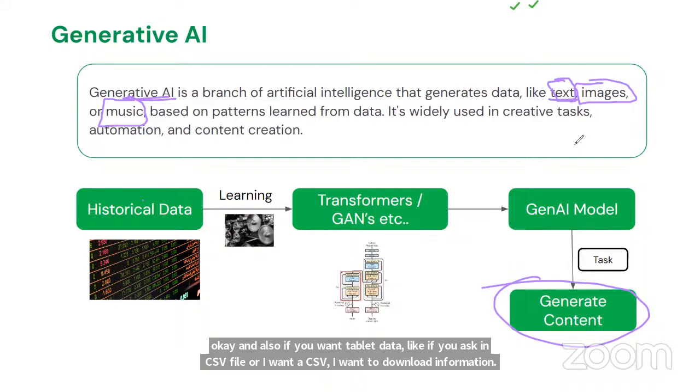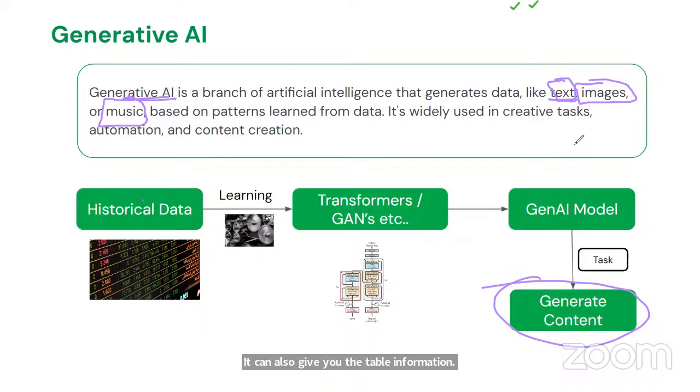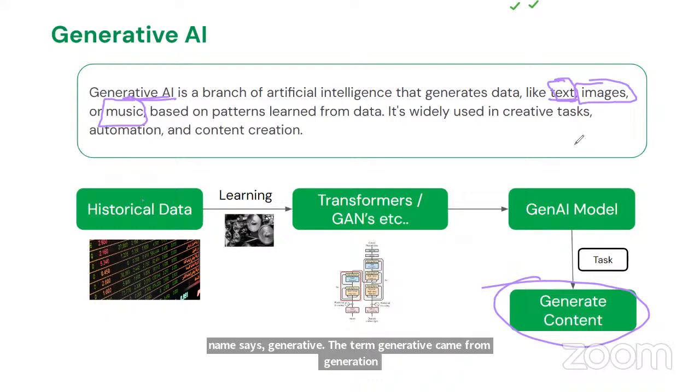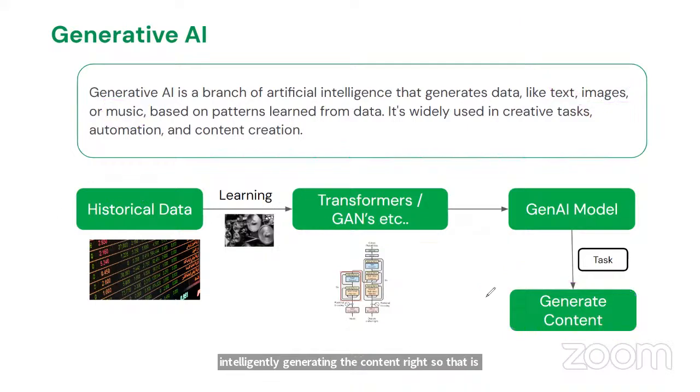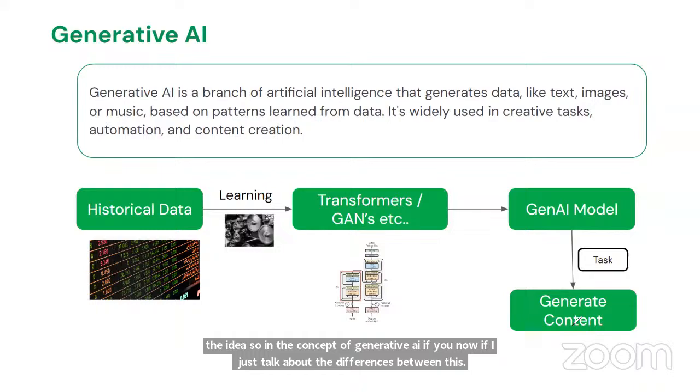So generative AI is about generating content, as the name says. The term generative came from generation, right? It is generating content, and it is intelligently generating the content. So that is the idea. In the concept of generative AI, the task is mainly generating content.